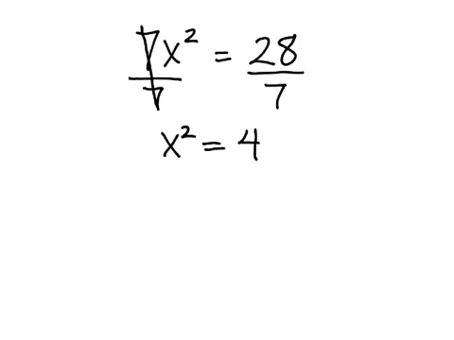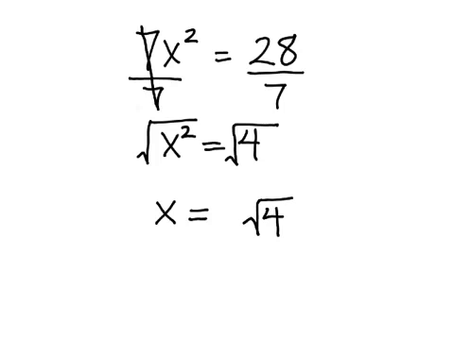So we are going to take the square root of both sides and recognize that the square root of x squared here is going to simplify to just x. On the other side, it's not that we just have the square root of 4, it's that we have plus or minus the square root of 4. And that plus or minus, that's the key to this whole thing.